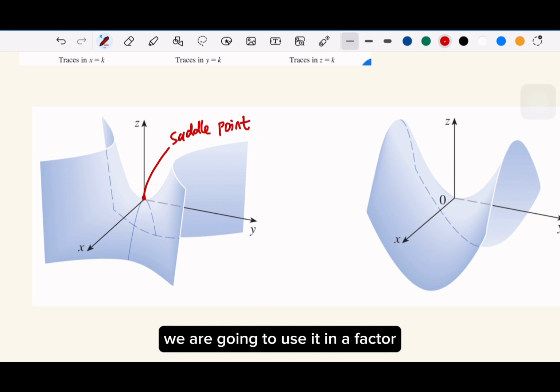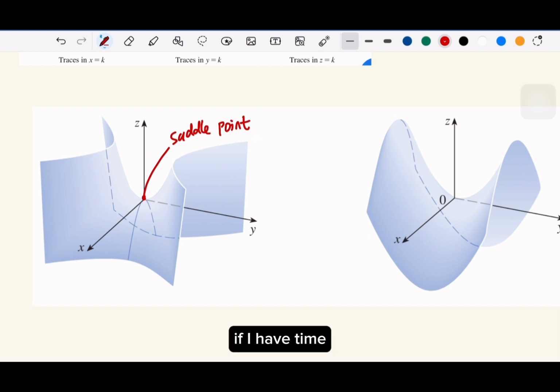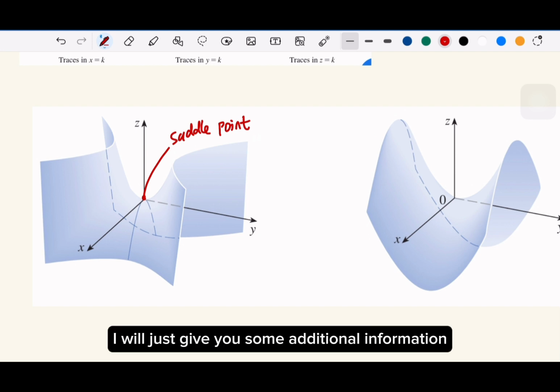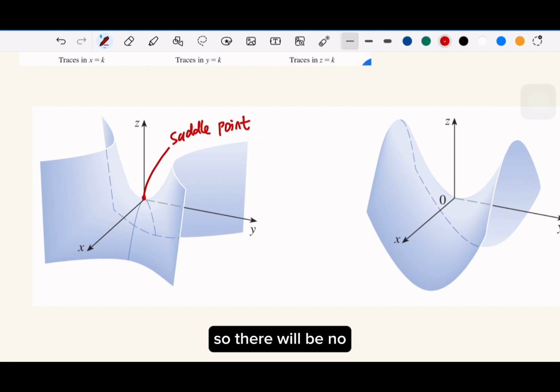in a vector. I think the only applicable relation for chapter 13 is the curvature, and I don't think it's necessarily going to be important in the other sections. So I will skip that for now. If I have time, I will just give you some additional information. Okay? So there will be no chapter 13 in the exam. So we skip chapter 13.